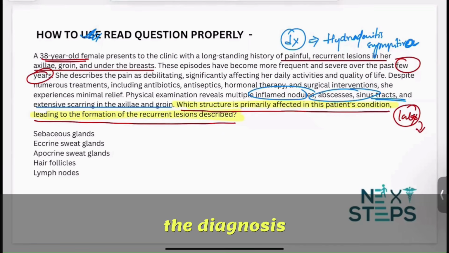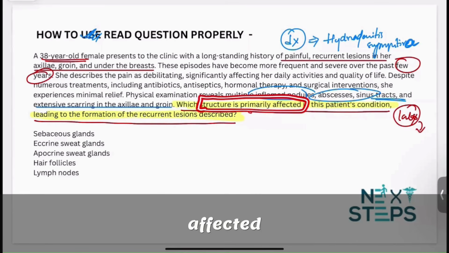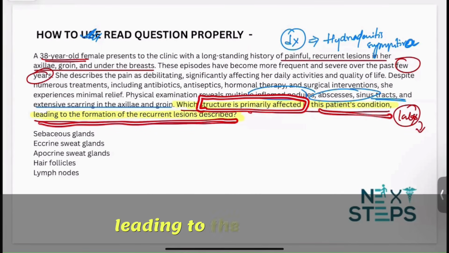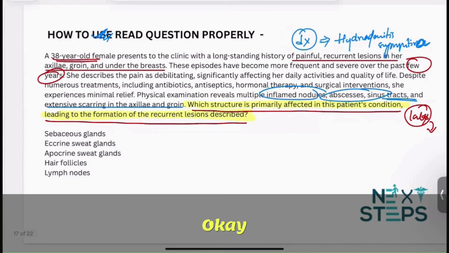Now, the diagnosis is established, but what are they asking? Which structure is affected in this patient's condition, leading to the formation of the recurrent lesions described? Whenever you're seeing options, as I've told, first establish the diagnosis. In at least 70-80% of questions, establish the diagnosis before going to the options. Ethics we cannot do this way, but for the rest of the subjects and systems, try to do it this way.